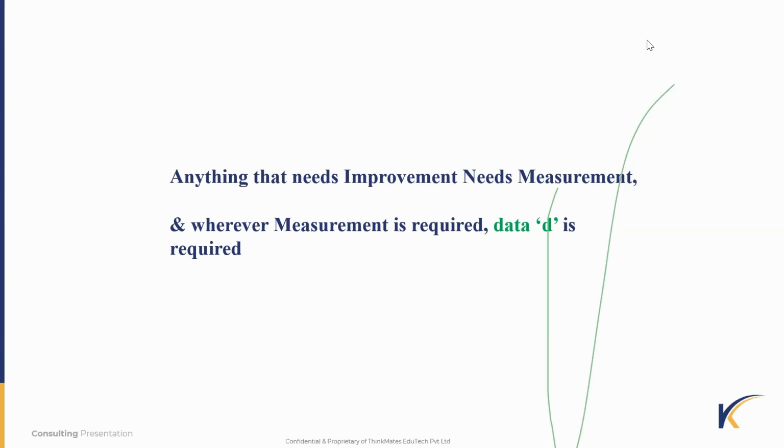Now, nothing will change overnight. Overnight I will not change my behavior and start coming on time. So I'll set a target: in the next 1 week, I should improve. If office starts at 10 a.m., I should be there at least 15 minutes before. So anything that needs improvement will start requiring measurement. So from day 1, I should start measuring.